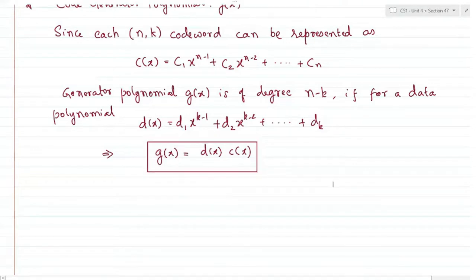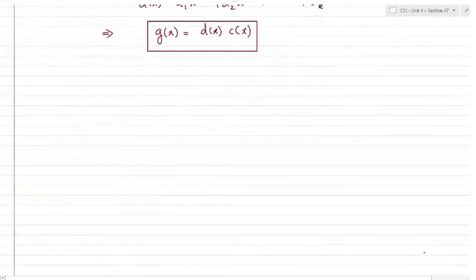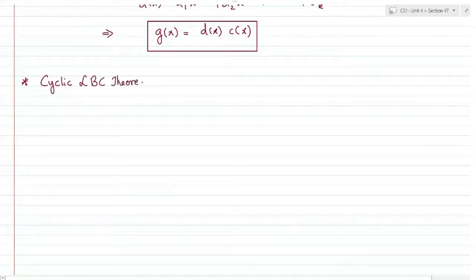Okay, all right, so we have just one last property, or theorem, with which we are ready to do one example, such that all these general mathematical equations will be more clear. That theorem is known as the cyclic linear block code theorem.